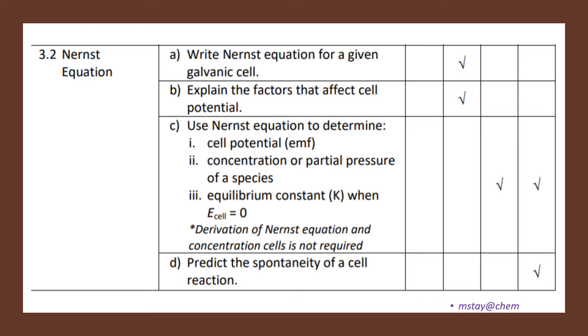In this video, we continue to 3.2. In the previous video, we learned how to write the Nernst equation and also the reaction quotient in the Nernst equation. Then we also tried to calculate the cell potential by using the Nernst equation. So we will only apply the Nernst equation at the non-standard condition.